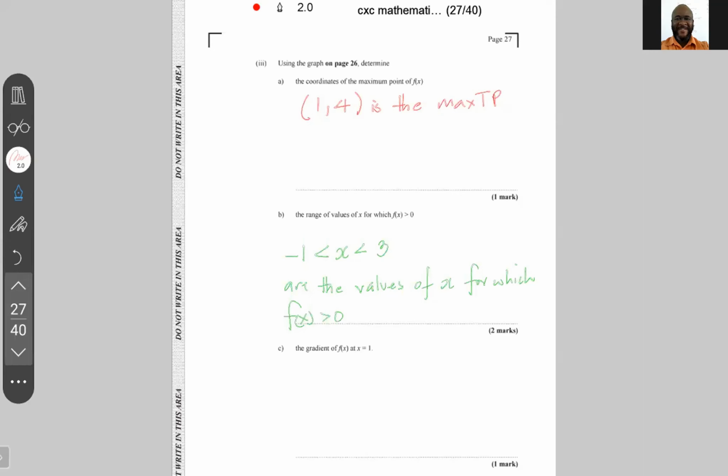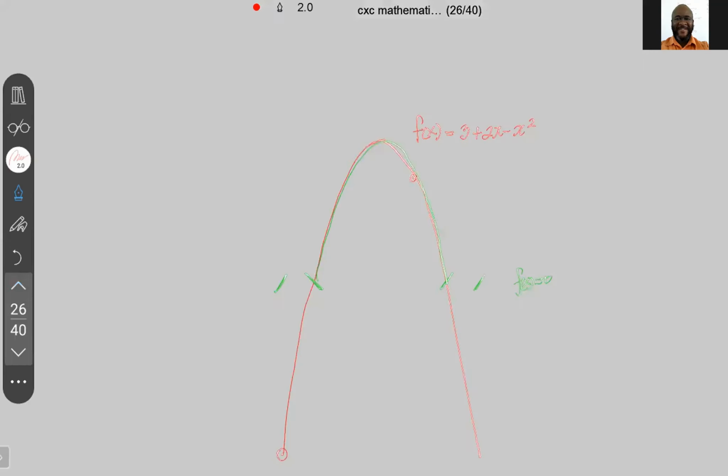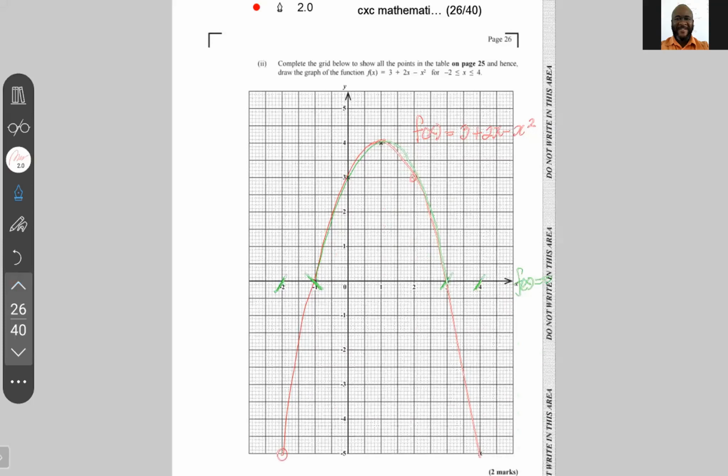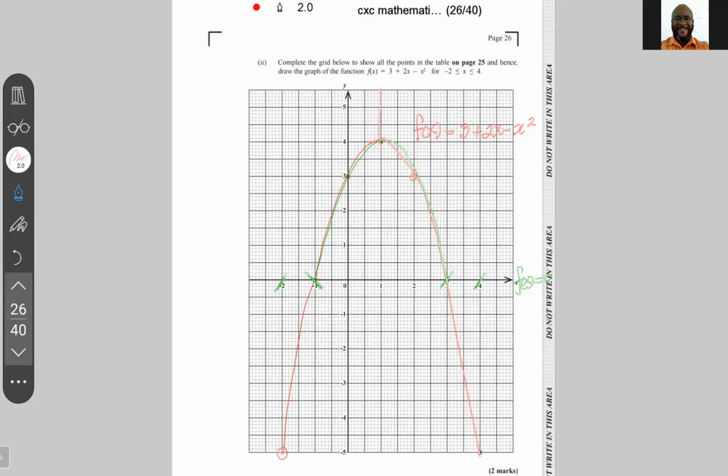So what we need to do is go to the graph and find the point on the graph where x is equal to 1. This is the line x equals 1. It's a vertical line that passes through 1 on the x-axis, and it meets the graph at the maximum point.